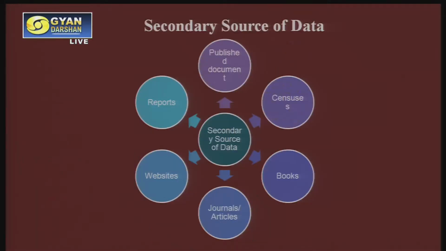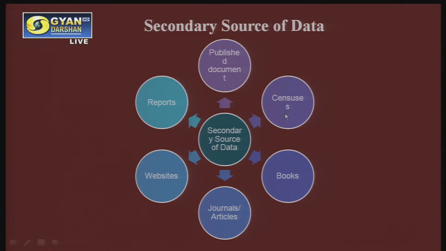Now, let me focus upon the secondary source of data. So what are the different sources that we use to get the secondary data? I have already said that these are mostly the published documents, where research has already been conducted and a report has been prepared, and that report is available in the form of a document. It may be in your library or it may be in any other library, right?